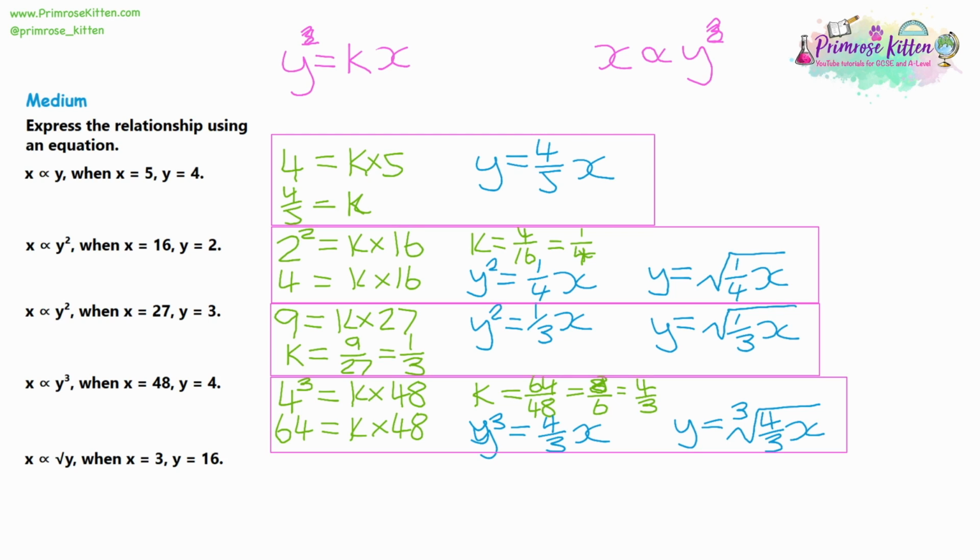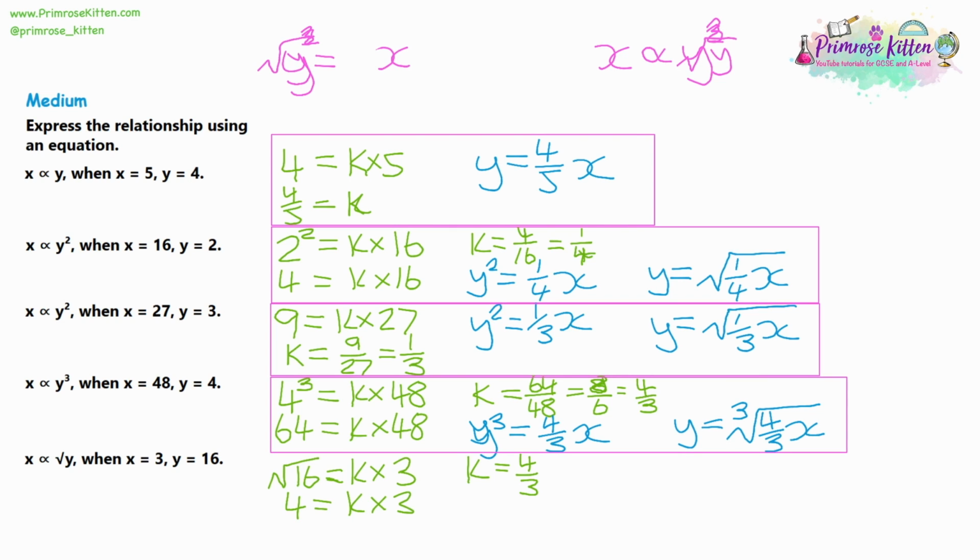Moving on to the final question, you'll see that we've got a square root now over the y. x is proportional to the square root of y. So I'm going to rewrite my key again. Instead of writing y cubed, I'm going to write the square root of y. So x is proportional to the square root of y. Therefore, the square root of y equals kx. Let's substitute. So y is 16, so the square root of 16 would be equal to k multiplied by x, and x is 3. First step now is that the root of 16 would be 4. So 4 equals k times 3. Now to get k on its own, we're going to divide both sides by 3. So that would give us that k equals 4/3.